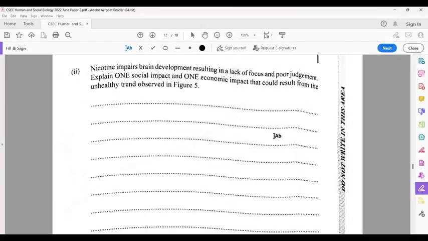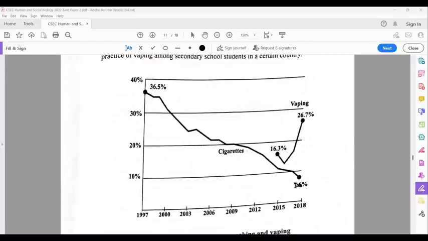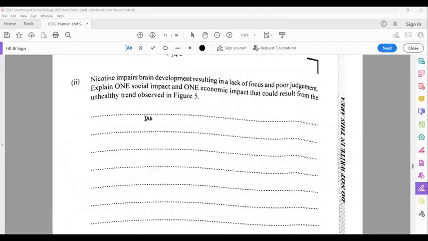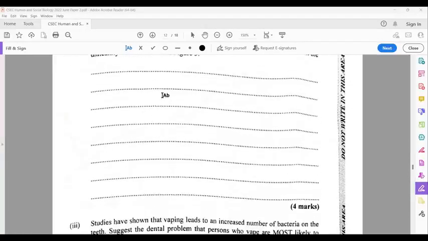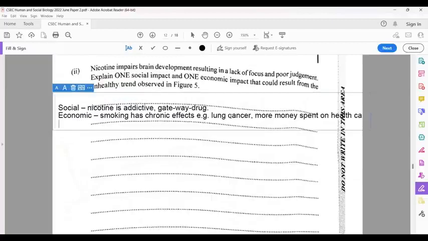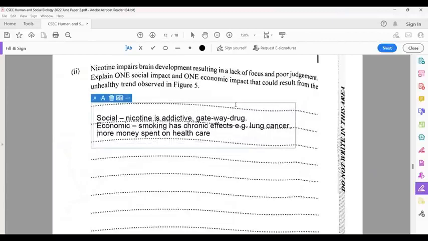Nicotine impairs brain development, resulting in a lack of focus and poor judgment. Explain one social impact and economic impact that could result from the unhealthy trend observed in figure 5. This is it. Nicotine from cigarettes went down, but the nicotine from vaping went up. Explain one social. So a social talks about society, people, or people interaction, and economic talks about money. So you could class them and they give you quite a bit of space to write. 2 marks for each one because they ask you to explain. So socially, nicotine is addictive and it's often said to be a gateway drug. A gateway meaning it leads you to do other damaging drugs. So that's a bad thing. So that's a social impact.